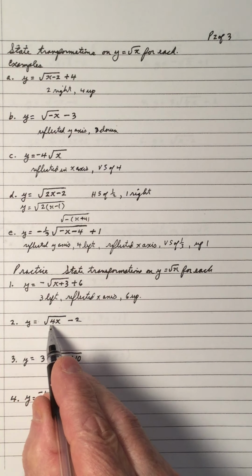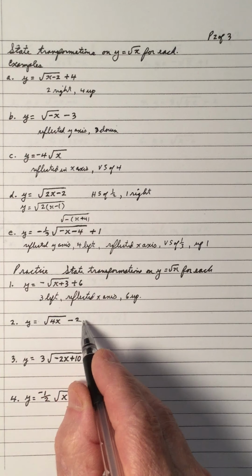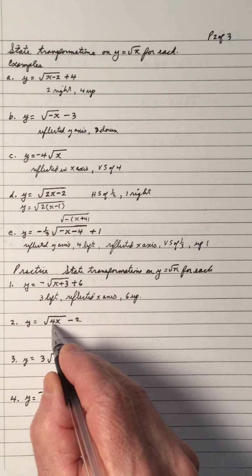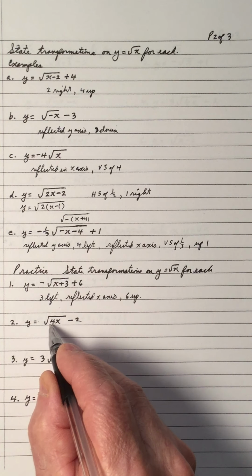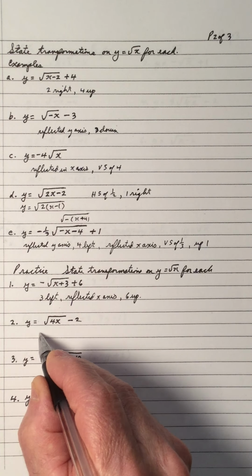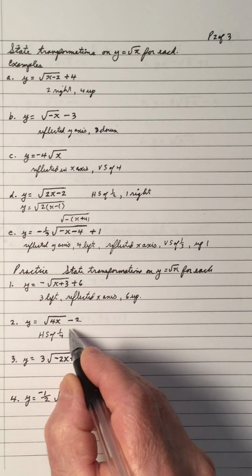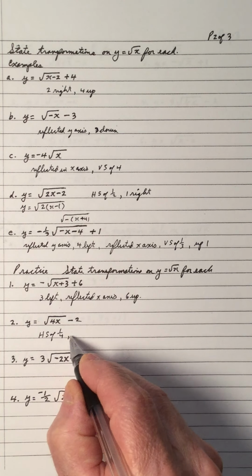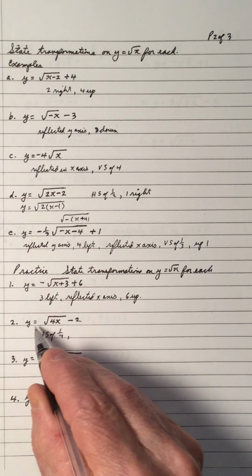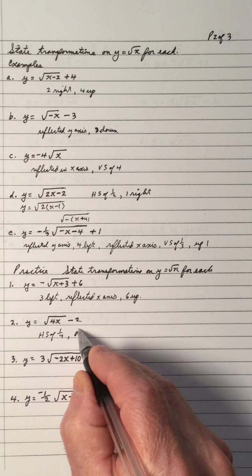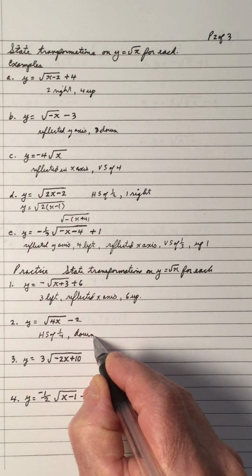Next, y equals root of 4x minus 2. Let's look at the x first. We have 4 times x. Again, with the x, be careful. It's a horizontal stretch of the reciprocal, which is 1/4. And the negative 2 is subtracted from the y, so it's 2 down.